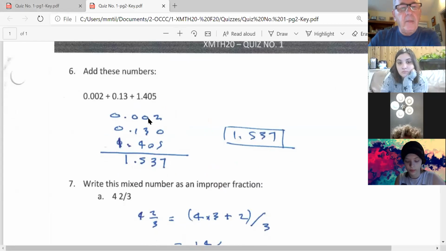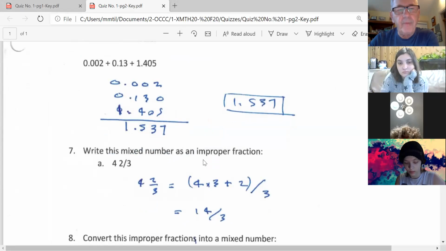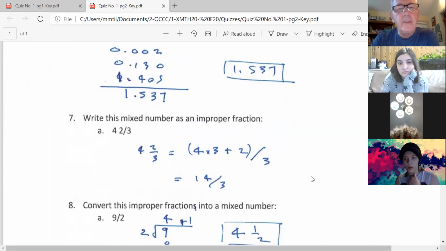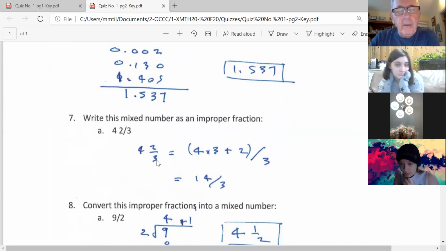Okay, adding numbers. Most of you got this right. The key is alignment, right? Lining that decimal place up and then adding the numbers accordingly. It's just lining them up and adding the numbers. And now we get into write this mixed number as an improper fraction. You take the denominator times the whole number and then add it to the numerator, and divide by the denominator. So in this particular case, it becomes 12 plus 2 or 14 over 3. And most of you got that.